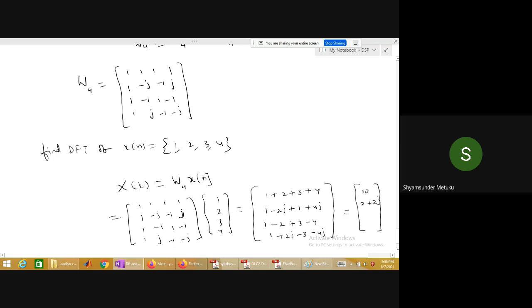1 minus 2j minus 3, sorry. Yes or no? Yes, sir. Second one: 1 into 1 minus 2j minus 3, yeah, because we got something else already. So it becomes minus 2 plus 2j, yes or no? Yes, sir. Okay, then minus 2, minus 2. Then minus 2 minus 2j. Same thing we got.